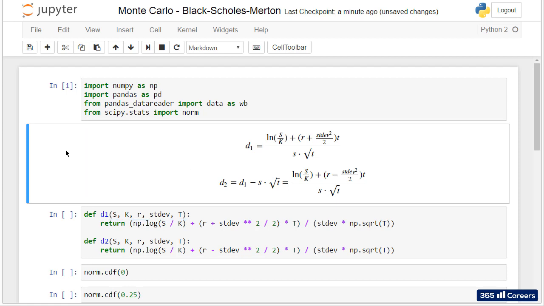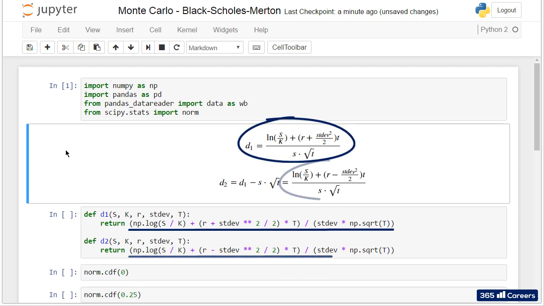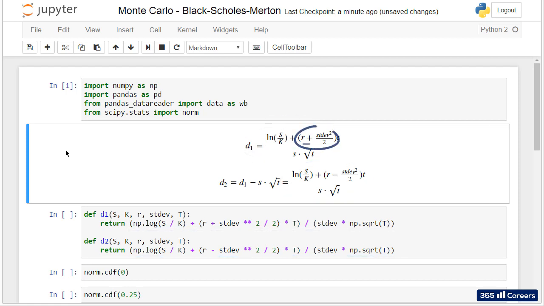I am sure you have a well-trained eye to spot the formulas easily for D1 and D2 written in this cell. The only difference between the two numbers is that in D1, we add the variance divided by 2, while in D2, we must subtract it. Okay?